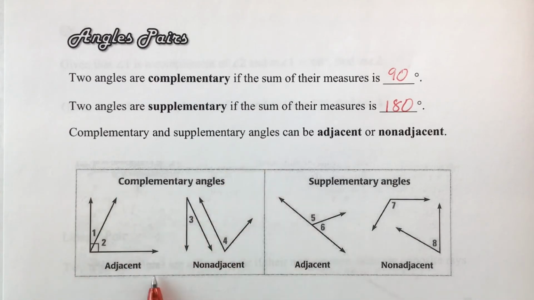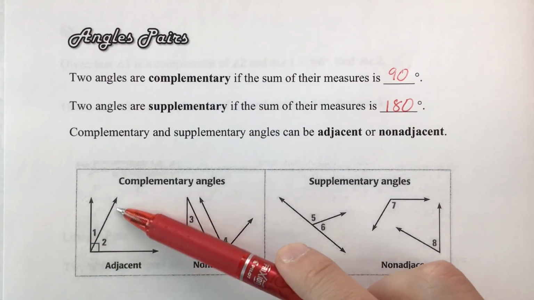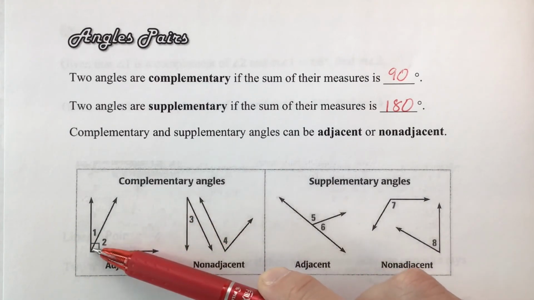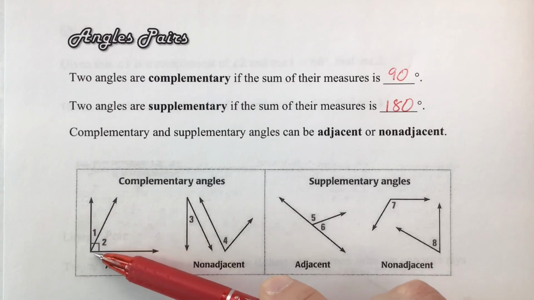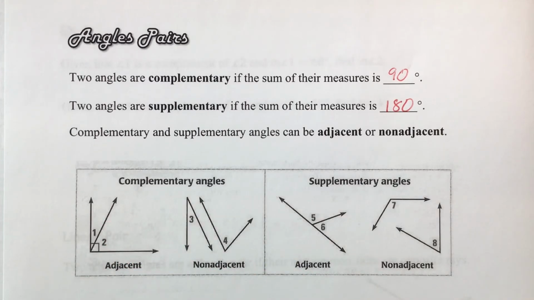So in this box we've got a couple examples of complementary angles. This picture shows that they are adjacent, so they're side by side. They actually end up sharing a side right here. And of course, because we can see the box in there, we know that these two angles add up to 90 degrees.